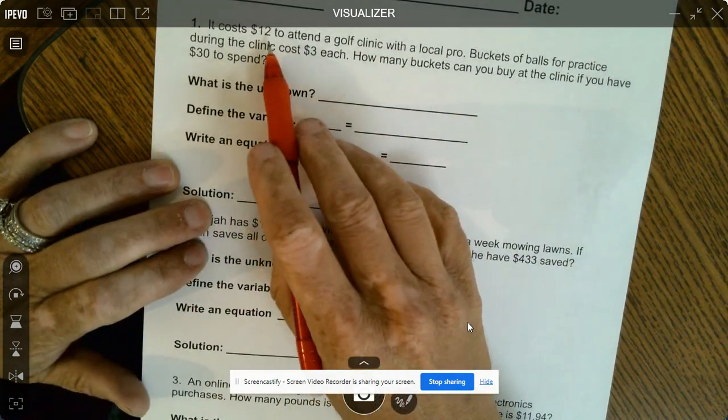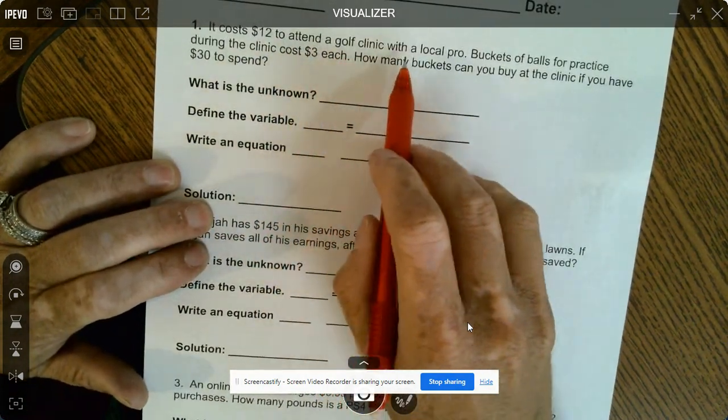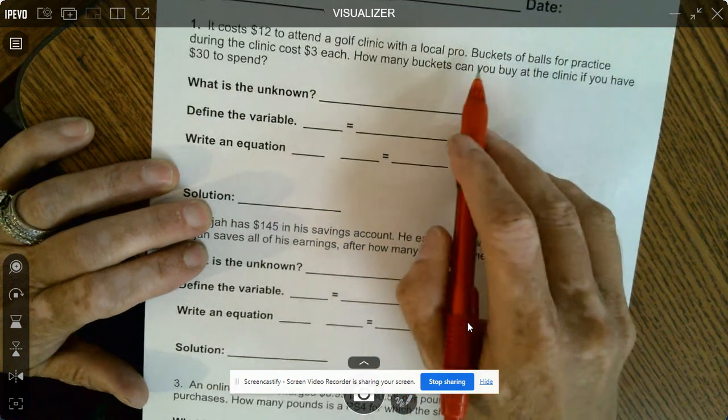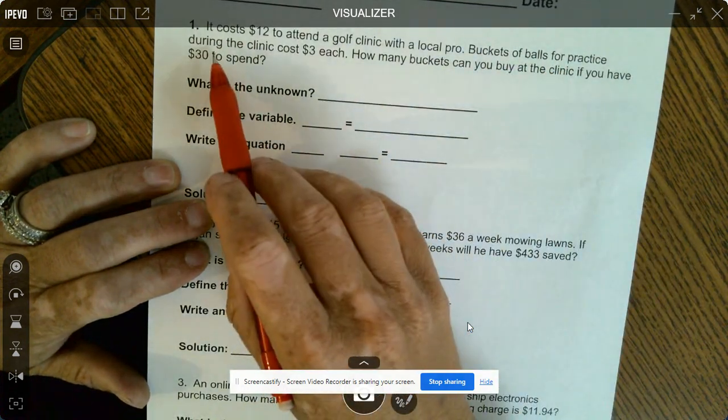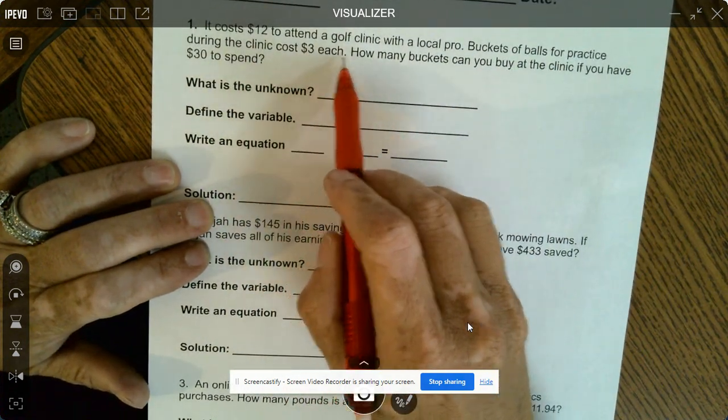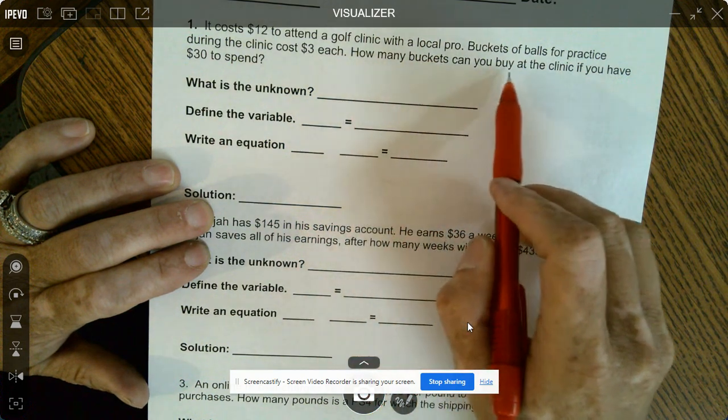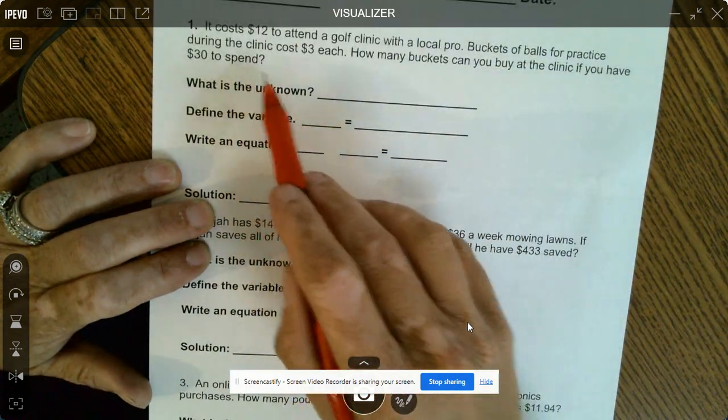All right, it costs $12 to attend a golf clinic with a local pro. A bucket of balls for practice during the clinic costs $3 each. How many buckets can you buy at the clinic if you have $30 to spend?